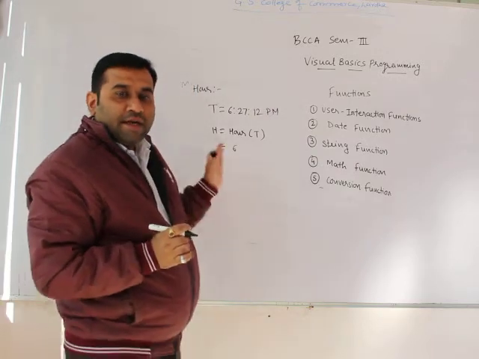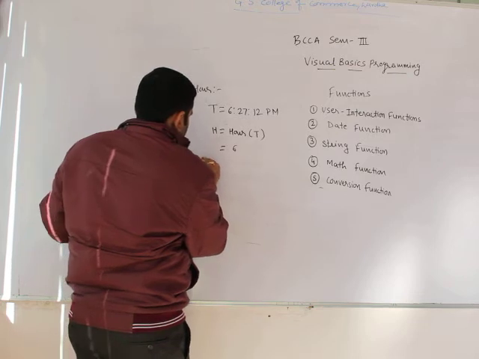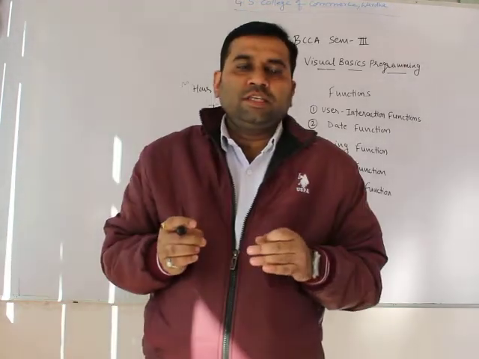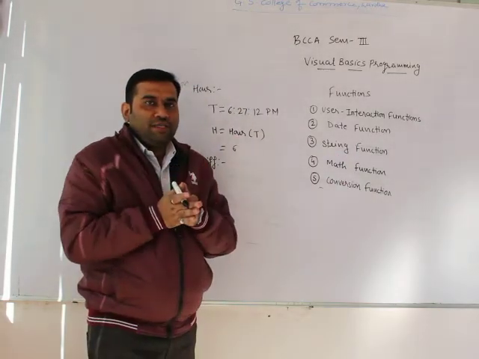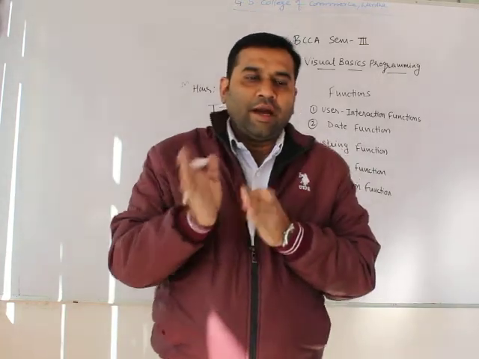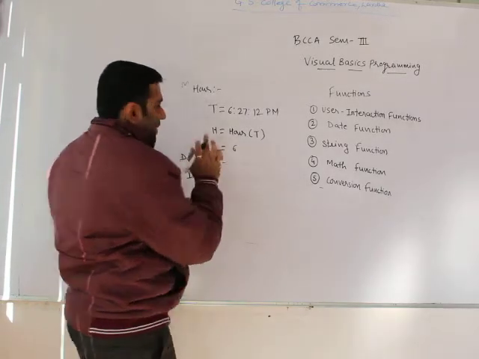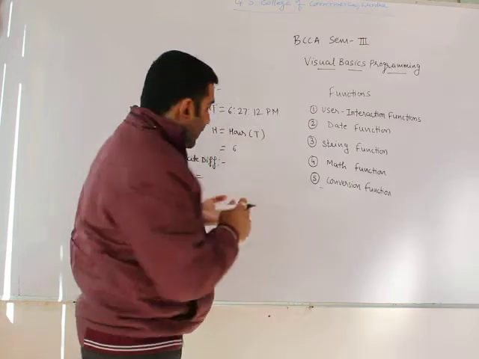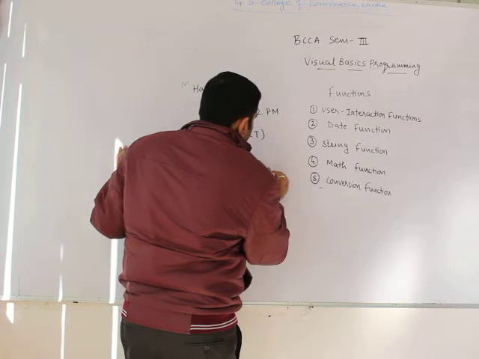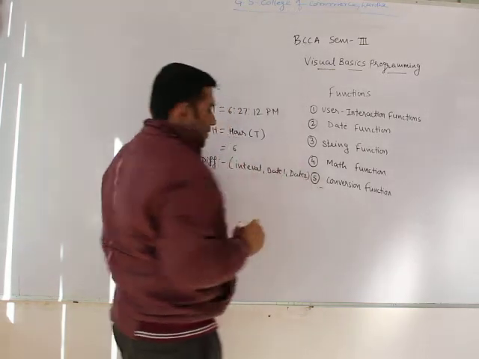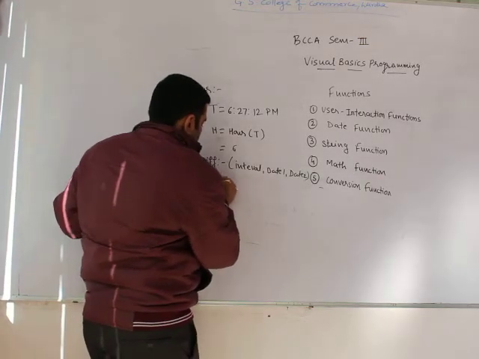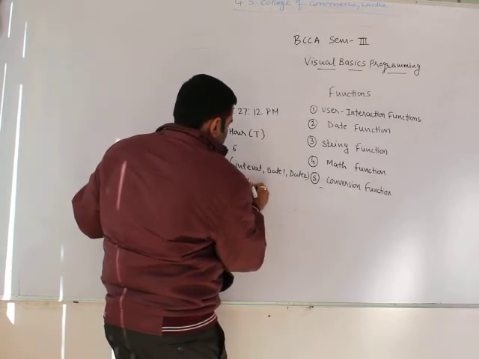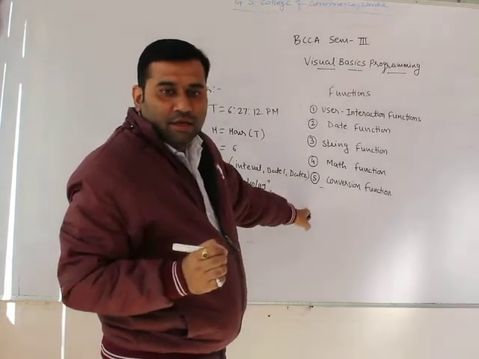Then the next function is date difference. This function returns the difference between two dates. We specify three parameters: interval, date 1 and date 2. D equal to date difference, with the interval, the first date, and the second date.